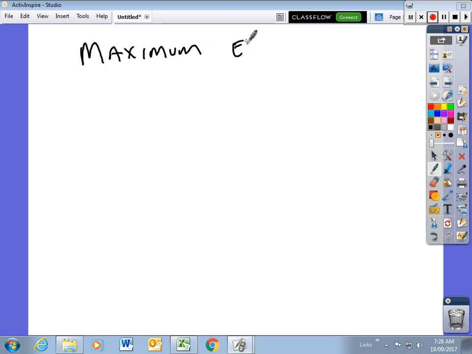Maximum economic yield. Alright, so MSY was maximum sustainable yield. Maximum economic yield, as the name suggests, implies that we're going to be using an economic model or a monetary based system to try and get a result for our sustainable yield.